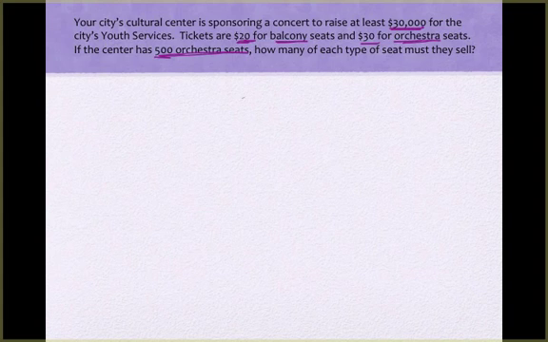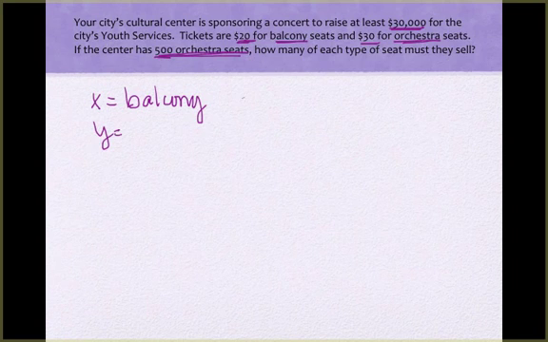So let's look at the fact that we have 500 orchestra seats. We notice that we have two different types of seats, balcony and orchestra, so those are going to become my variables. Let X be balcony seats and let Y be orchestra seats. Now we have at most 500 orchestra seats to sell, so we know that Y has to be less than or equal to 500. We may not sell all 500 seats.